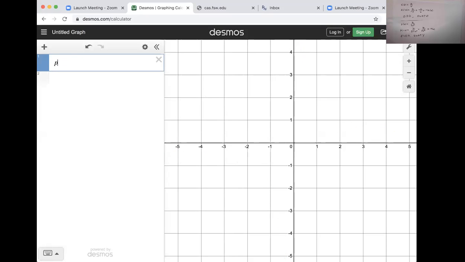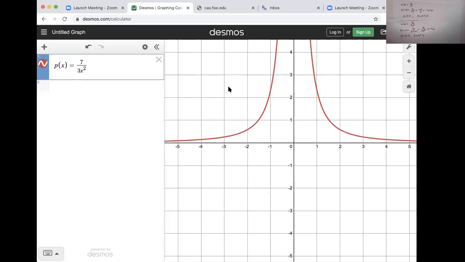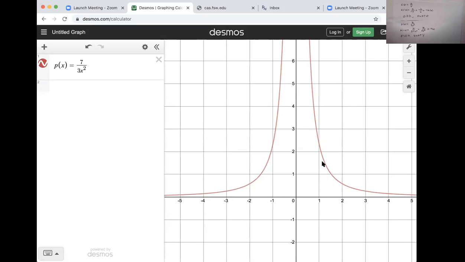p of x equals 7 over 3x squared. And you will certainly notice that the y-axis is acting as a mirror. A point here has a mirror image over on that side. So indeed, this is symmetric with respect to the y-axis. When that happens, the function is even. f of negative 2 is the same thing as f of positive 2. It is an even function.